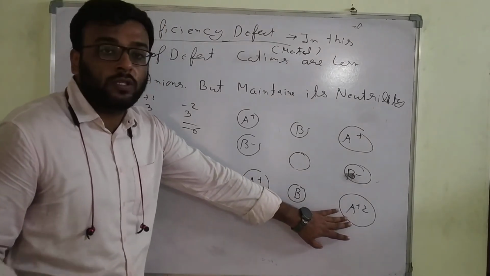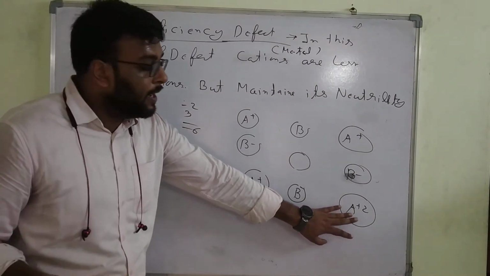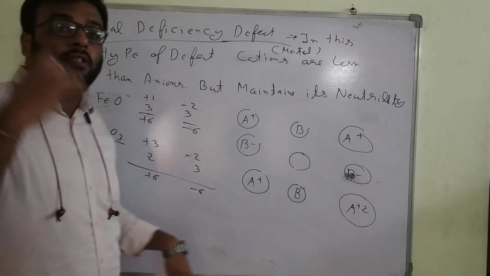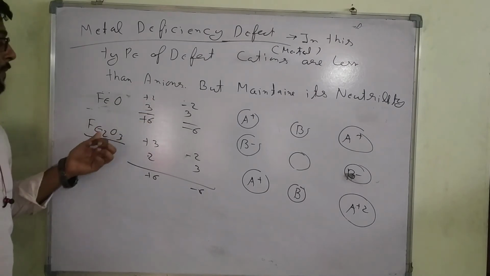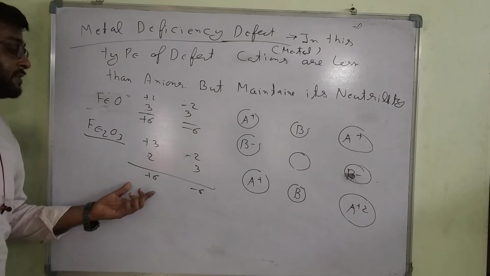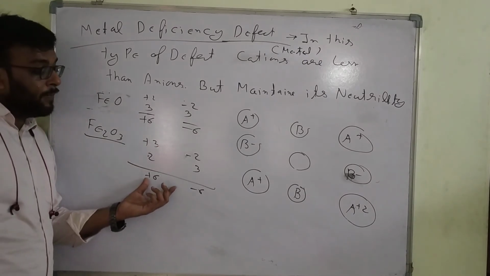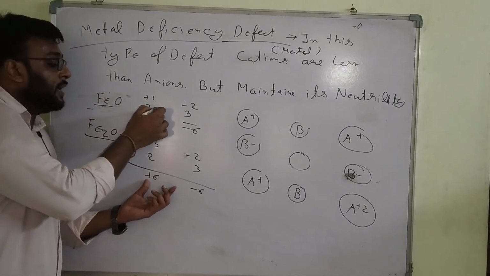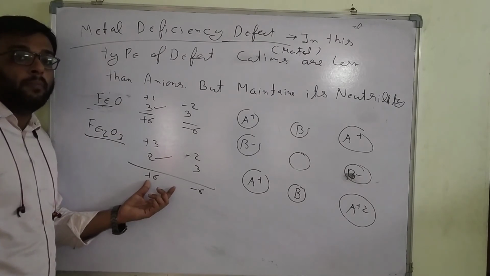The same element's oxidation state: one metal is missing, and to balance the defect, the oxidation state of the same element will be increased. Look at here. Fe is in a plus 2 oxidation state over here, but in this case plus 3 oxidation state. So charge is balanced. There are 3 atoms over here, but in Fe2O3 2 atoms are over here, but charge is balanced.